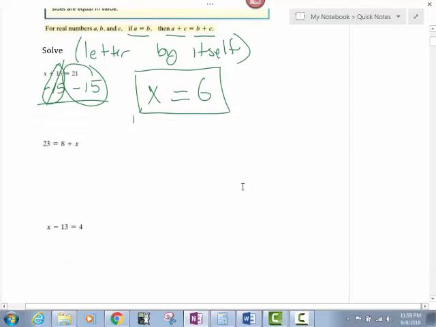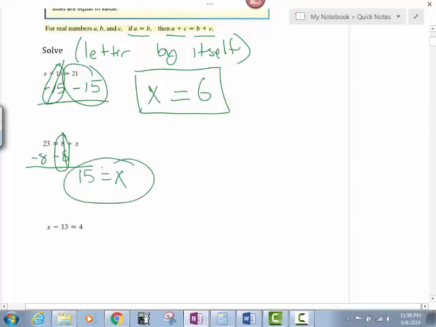Let's try the same thing for the next problem here. Remember, we're trying to get the letter by itself. Right now, with the 8 and the x, they're being added. So the opposite of adding 8 is to subtract 8. Okay? So if I look on this side right here, I have $8, I owe you $8, we are even. There's my letter x, it is by itself. 23 minus 8 leaves us a total of 15. Okay?